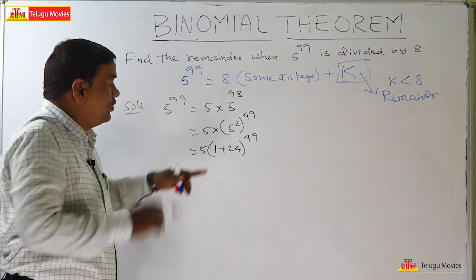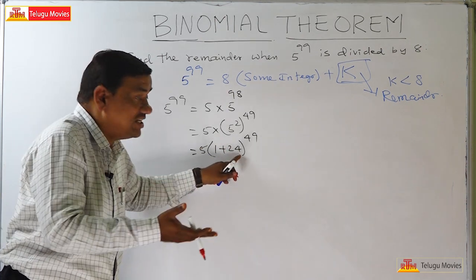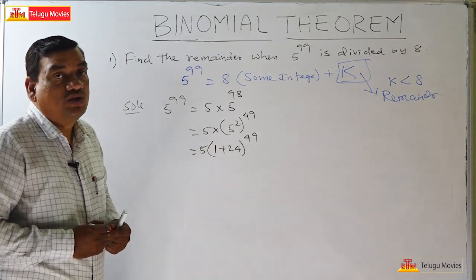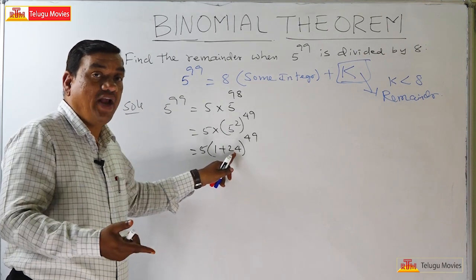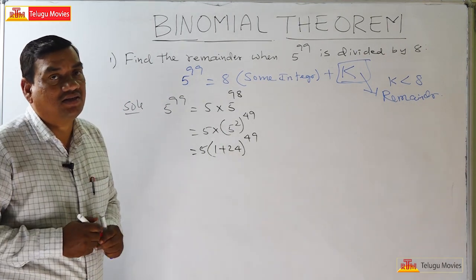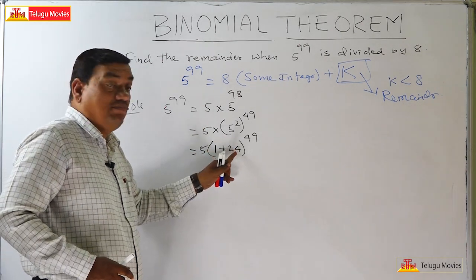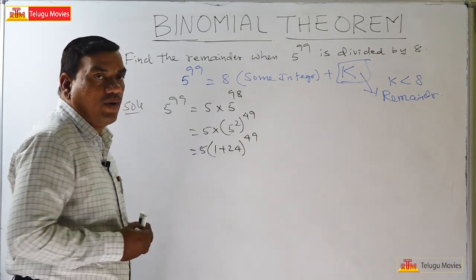That means here you have to be able to express 1 plus 8, or 1 plus 16, or 1 plus 24, or 1 plus 40, like that. Understand? So you have to express it as 1 plus a multiple of 8. That is the skill that applies here. 1 plus something, and that something should be a multiple of 8. Now the problem is over.